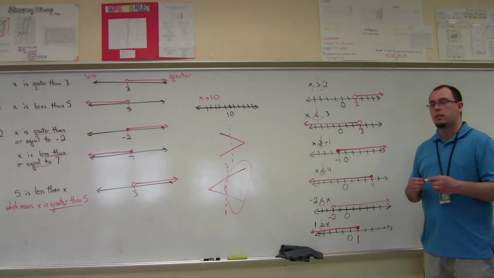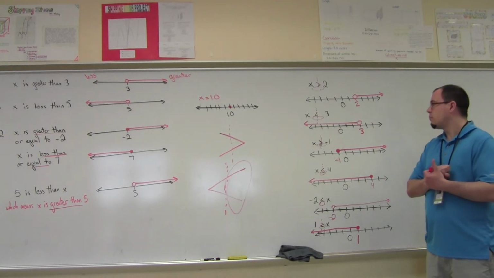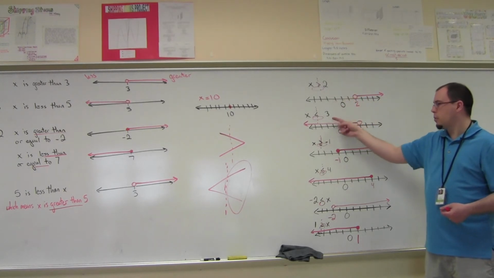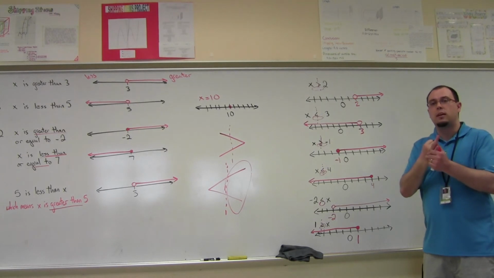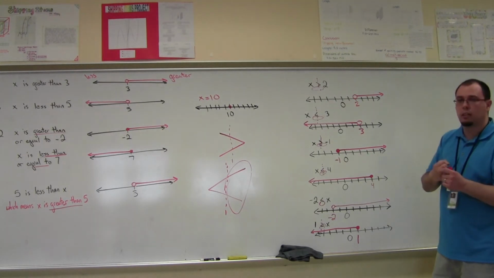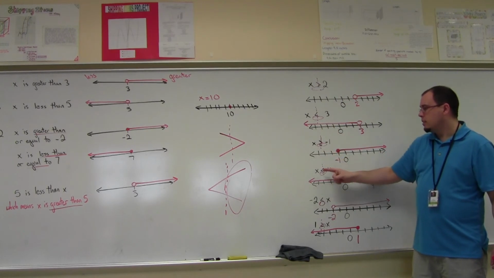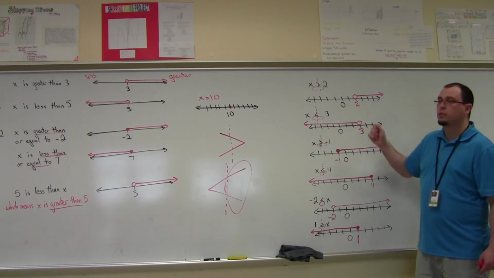So the keys here, the things you want to focus on, it's 3 steps. First thing you want to do is locate the number where x is going to start at. So in this case, 2 or 3 or negative 1, wherever that is, find it on the number line. The second thing you want to do is figure out open or closed circle. If there's a line underneath, then it's going to be a closed circle. If there's no line underneath, it's going to be an open circle.